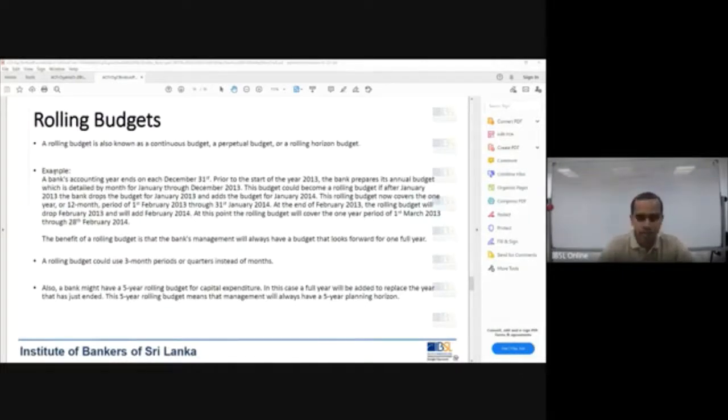There is another type of budget called a rolling budget or a continuous budget. You can have a 3-month rolling budget, so you prepare budgets for every 3 months. After the first month drops out, you can drop it and then add another month. So it's a rolling budget, or maybe a 3-year rolling budget. After the first year goes, you can drop the first year and add another year at the end, something like that. It's called a rolling budget.